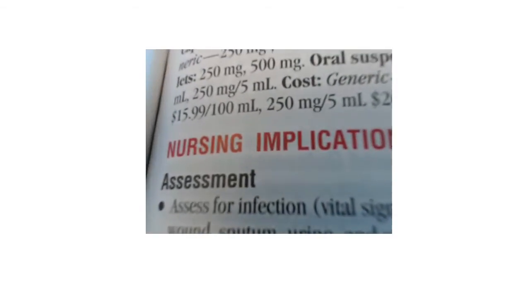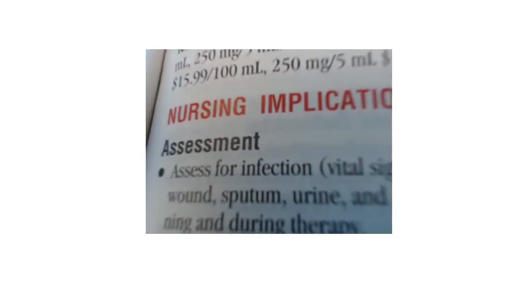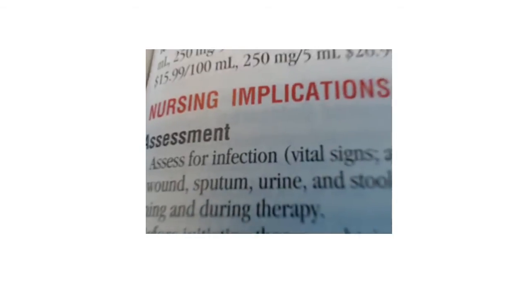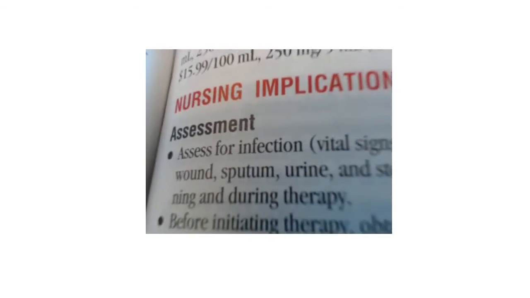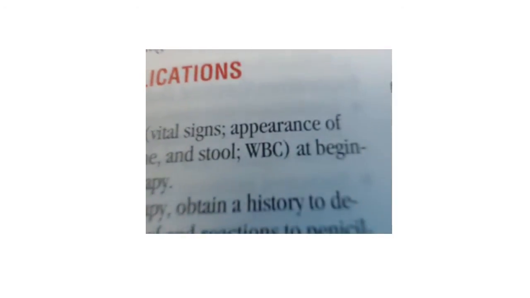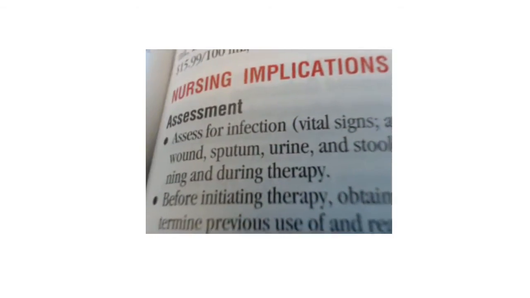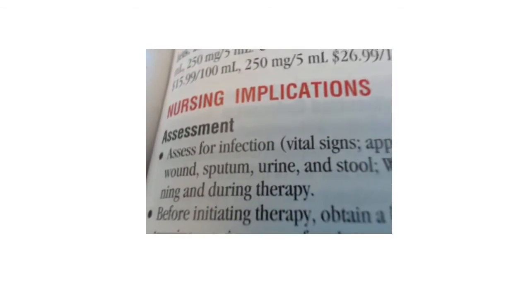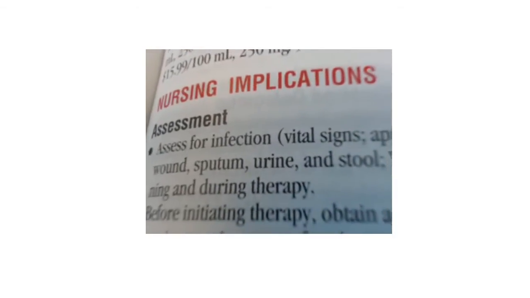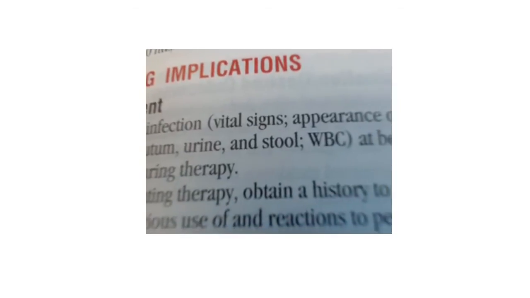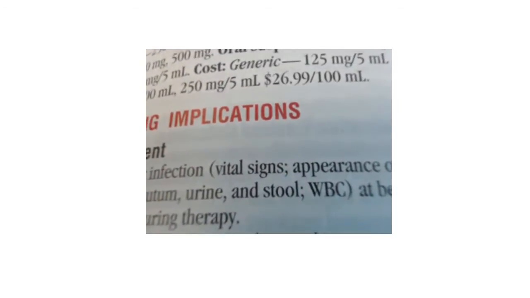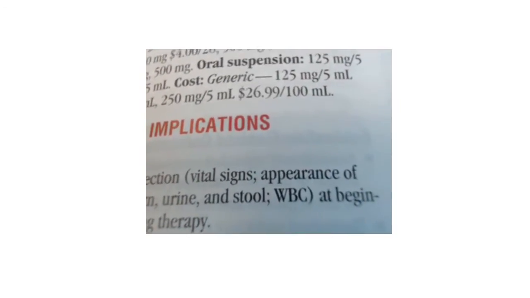Nursing implications. What do we need to assess for? We assess for infection, right? If they're on it, then they probably have an infection, so we need to be assessing vital signs. If they have any drainage from wounds, if they have a respiratory infection, the sputum, the color of it. If they have a urinary tract infection, their urine and the color.